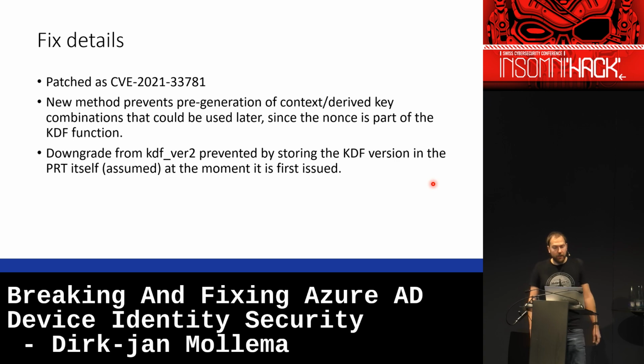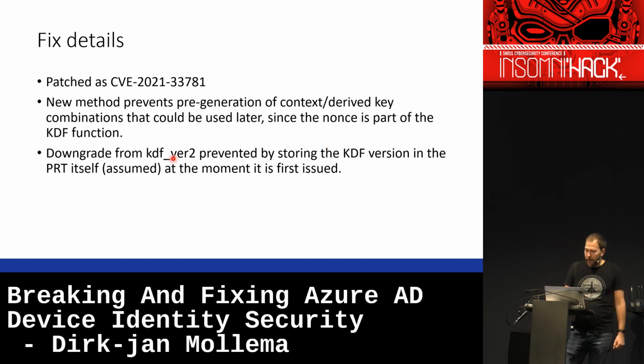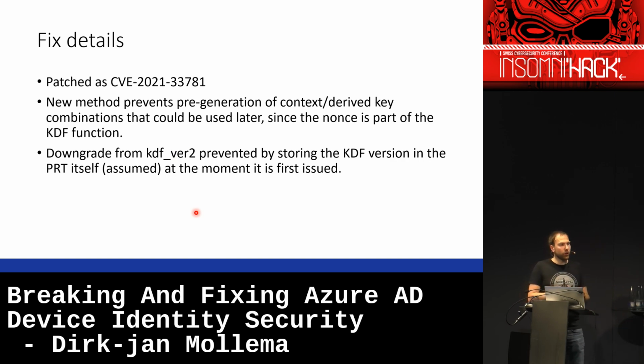So this was patched with this CVE number, and basically the new method prevents you from pre-calculating these derived keys by putting the nonce as part of the key derivation function. And they also prevented you from downgrading the key derivation function. So I assume it's stored somewhere in the PRT which key derivation function was used when issuing it, so that you cannot simply remove the header and then use the old calculation. So this is fixed quite well.